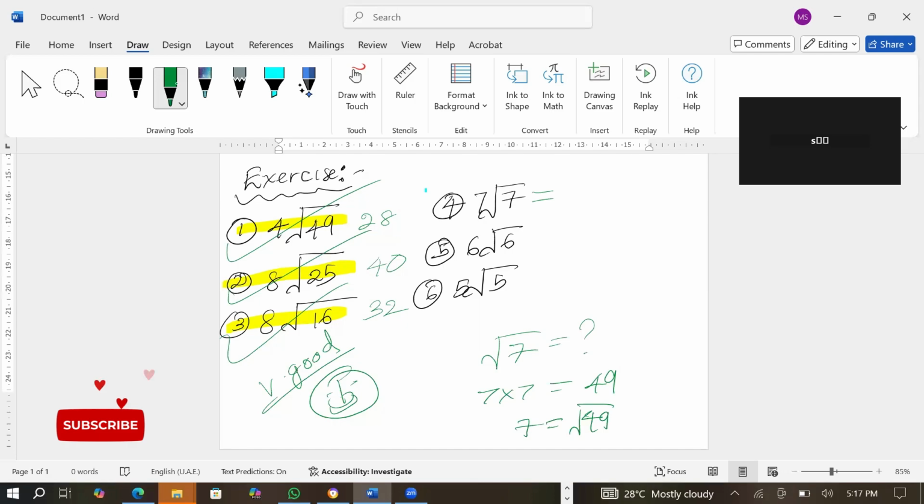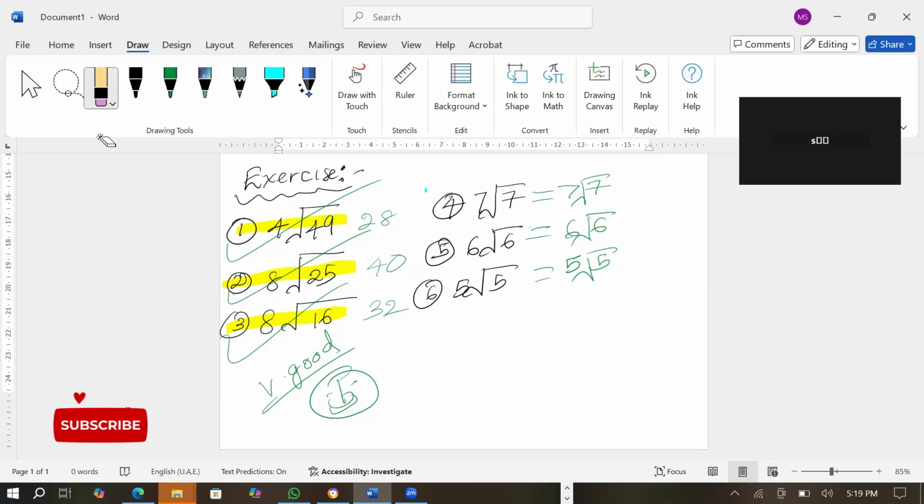We will talk about these cases further in coming grades, in higher grades. But for now we will write it as it is. Why? 7 is not a perfect square number. 6, 5, those are not perfect square numbers. Right? Okay, write them down. Finished?